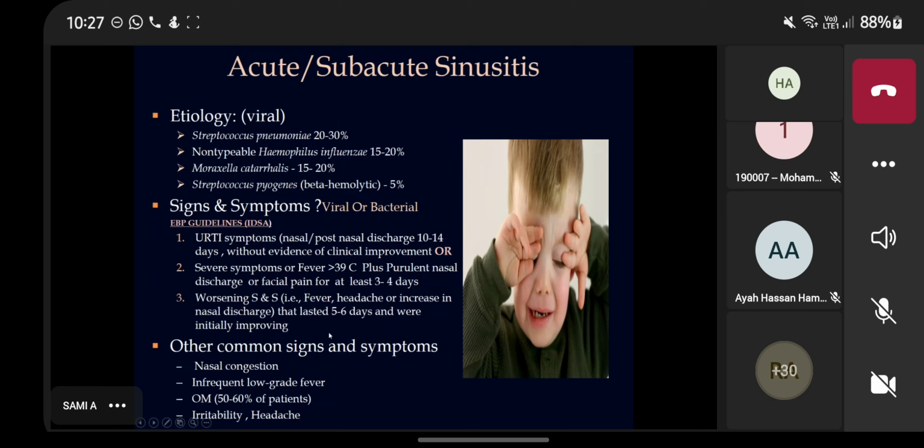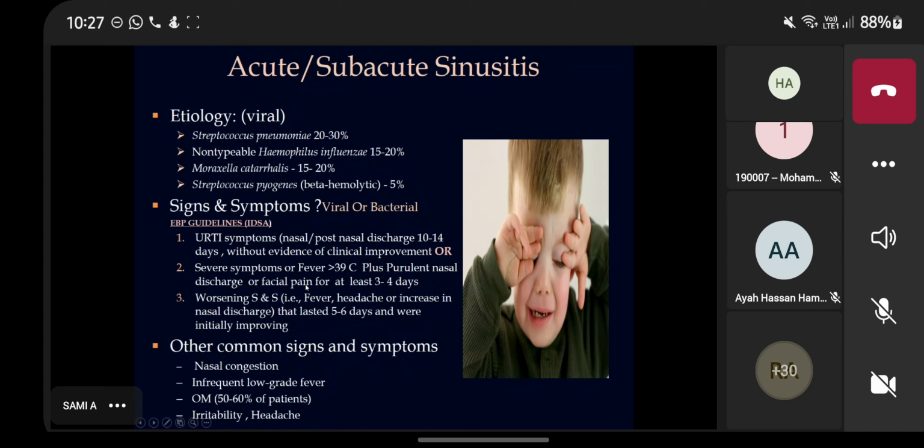So you have three scenarios. The first scenario, which is the most common, you have a child who presents to you with a cold that continues beyond 14 days, and during the examination you may have post-nasal discharge, and this child continues to be sick and did not improve. Or you have a child with acute presentation, very high fever, purulent discharge.